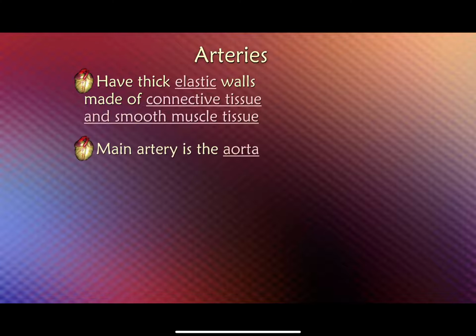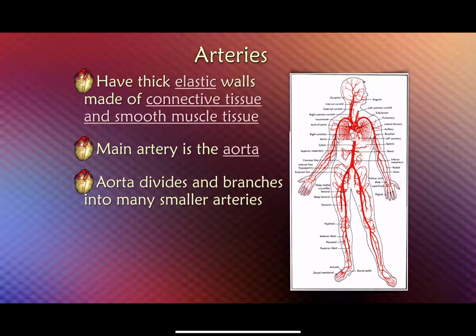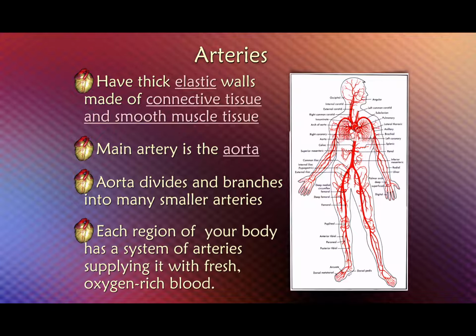Okay, the arteries have thick, elastic, meaning stretchy, walls made of connective tissue and smooth muscle tissue. Remember, we talked about the different kinds of muscles, and those smooth muscles were the ones that you find in organs, like your esophagus, your small intestine. The main artery, the largest artery, is the aorta. See if in this picture you can find that aorta. Each region of your body has a system of arteries that supply it with a fresh, oxygen-rich supply of blood.